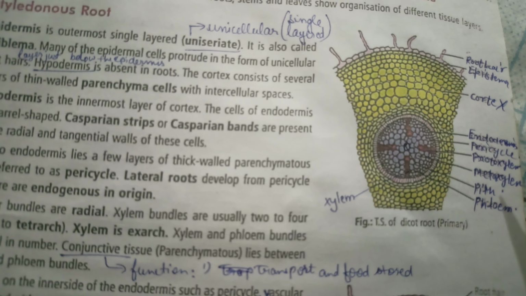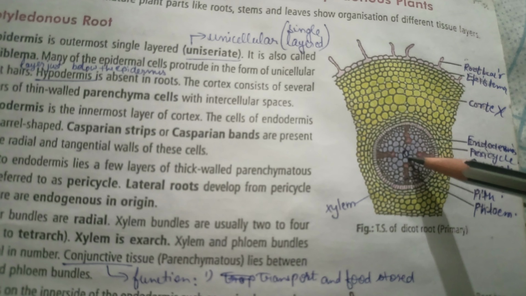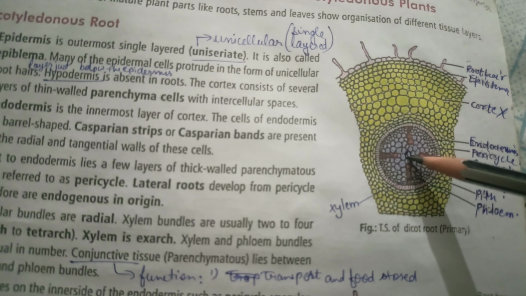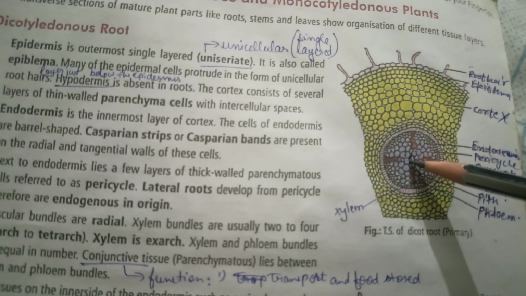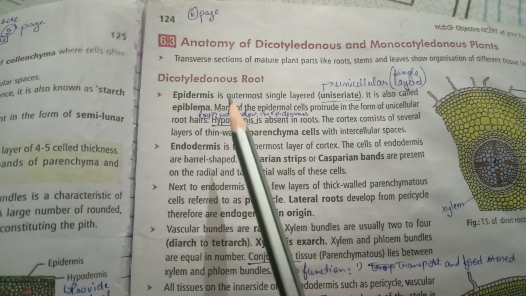Now, in the center there is the pith, which is the central part of the root. Pith forms the central part of the root. Now I am going to explain the dicot root.